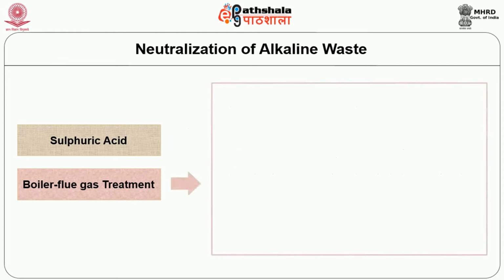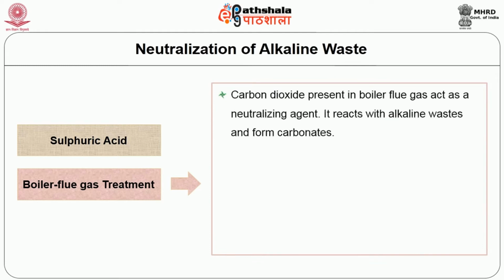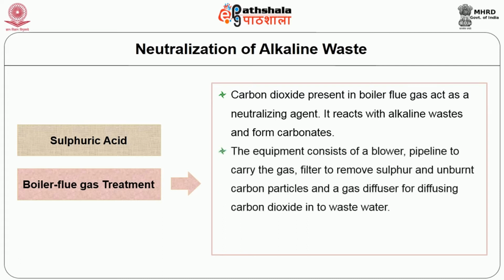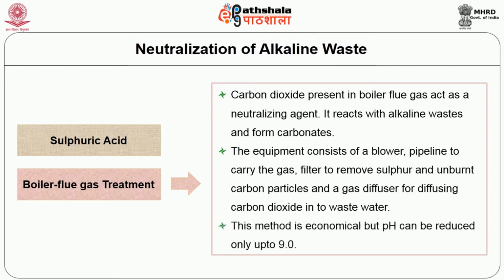The second method is boiler flue gas treatment. Carbon dioxide present in boiler flue gas acts as a neutralizing agent. It reacts with alkaline waste and forms carbonates. The equipment consists of a blower, a pipeline to carry the gas, a filter to remove the sulfur and unburned carbon particles, and a gas diffuser for diffusing carbon dioxide into wastewater. This method is economical, but pH can be reduced only up to 9.